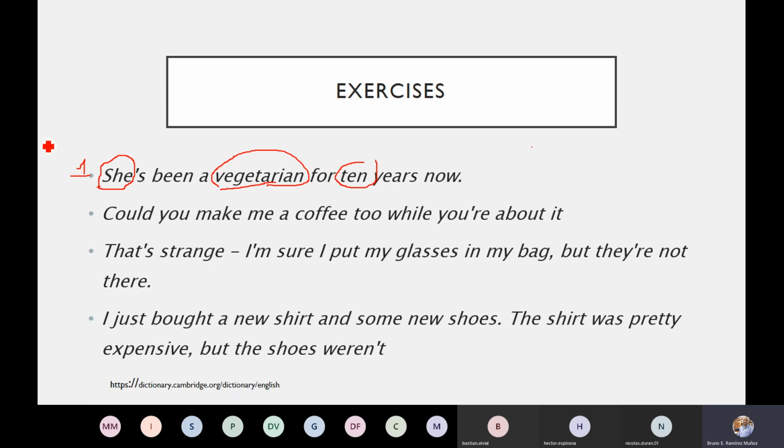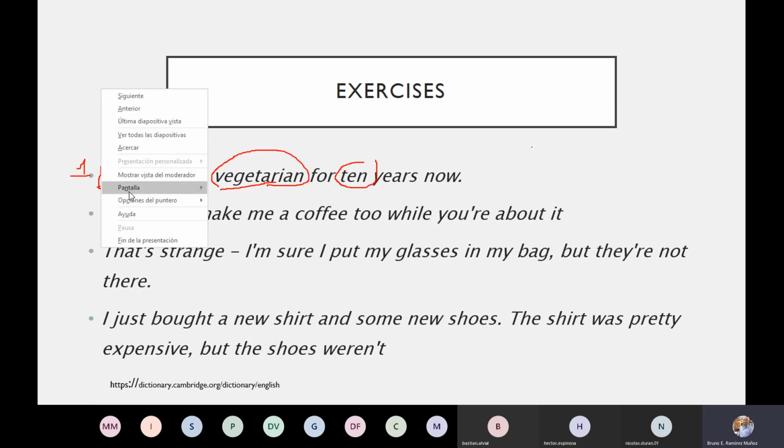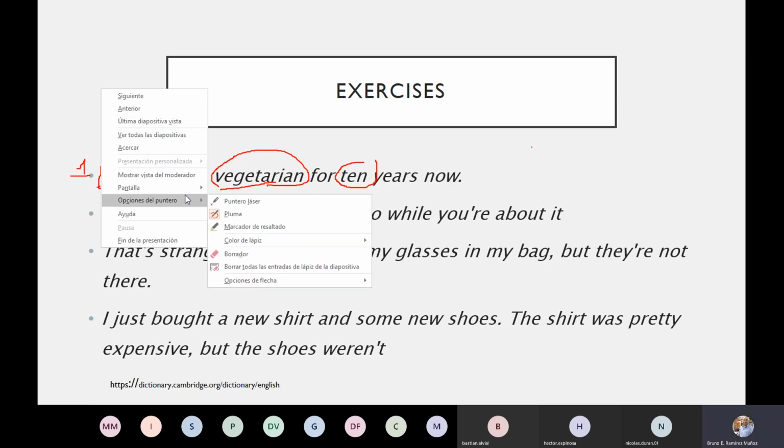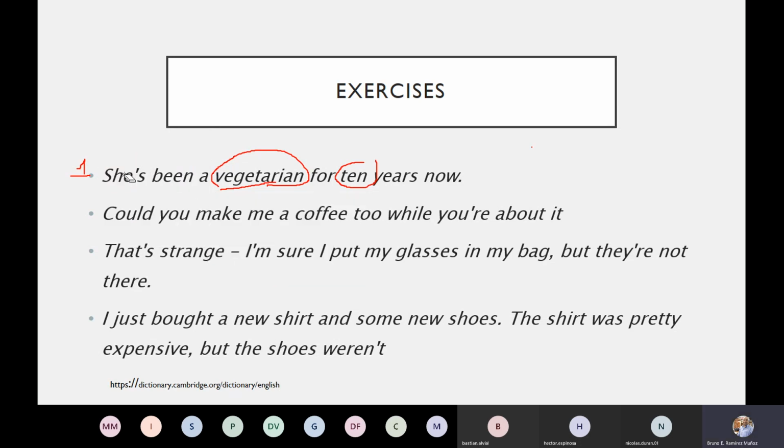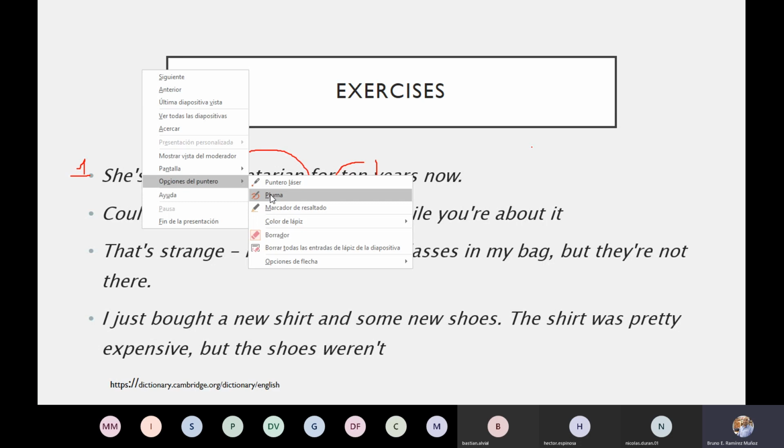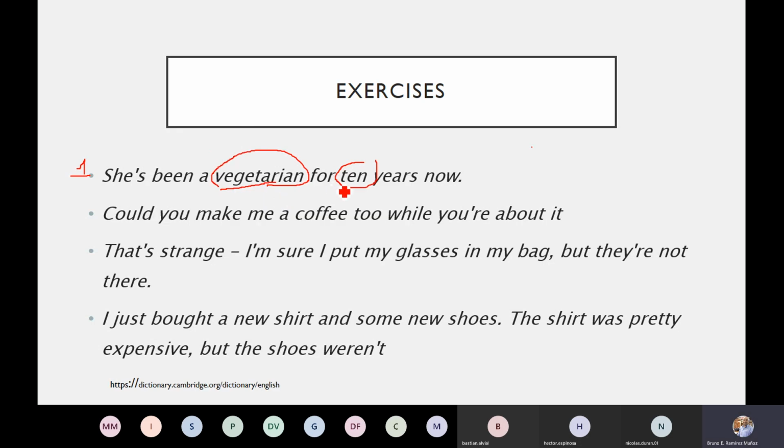So in general, I would recommend not using a strong form for a pronoun. And she's been a vegetarian for 10 years now. I think these are important elements of the sentence, right? That she's a vegetarian, and it's been 10 years now. So these are very important elements of the sentence. Therefore, we need to use a full form or strong form. They cannot be reduced anyway.